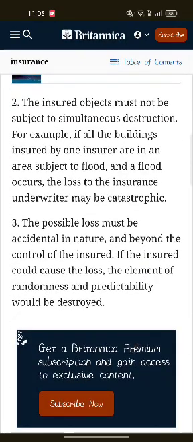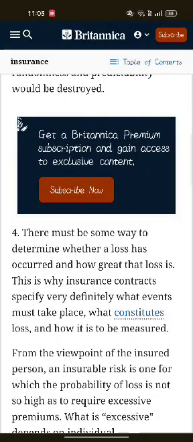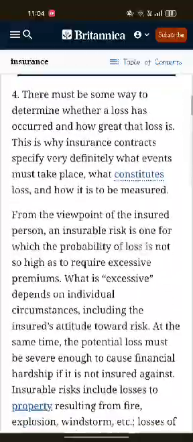Number three, the possible loss must be accidental in nature and beyond the control of the insured. If the insured could cause a loss, the element of randomness and predictability would be destroyed. Number four, there must be some way to determine whether a loss has occurred and how great the loss is. This is why insurance contracts specify very definitely what event must take place, what constitutes loss, and how it is to be measured.